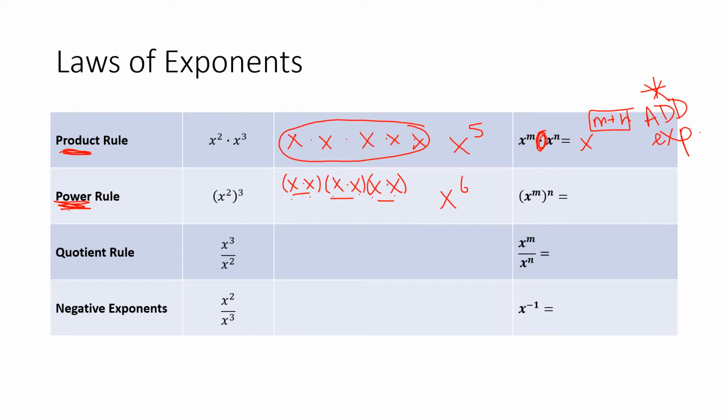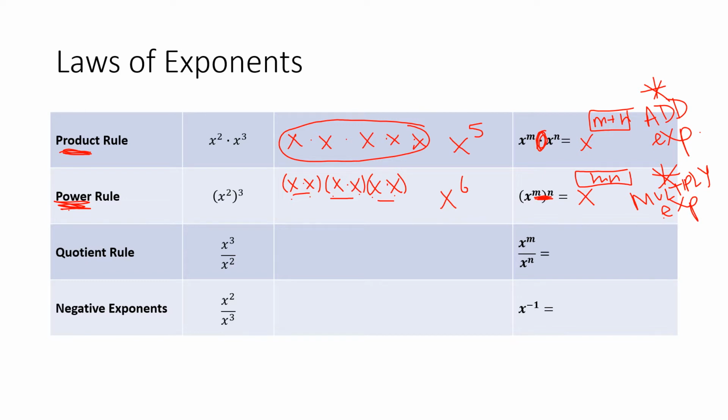Now without having to write that out every single time, what we see is if you have x squared to the third power equals x to the 6th power, all you're doing is multiplying those exponents together. So if you have a power to a power, you're just going to multiply those exponents. So make a little note here. All I'm going to do is multiply the exponents.